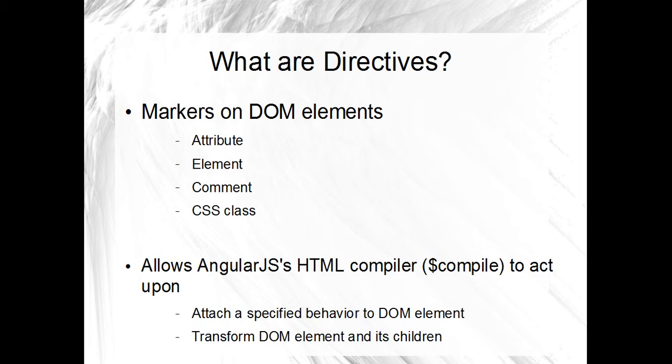So what are directives? Directives are markers for DOM elements, which can be used at different levels, say like HTML attribute level or element level or comment or even at CSS class level. So these actually act like additional pieces of markup, which Angular interprets to extend the default behavior of HTML. By defining this way, AngularJS's HTML compiler could actually attach a specified behavior to that DOM element, or it could even transform that particular DOM element and its embedded children.